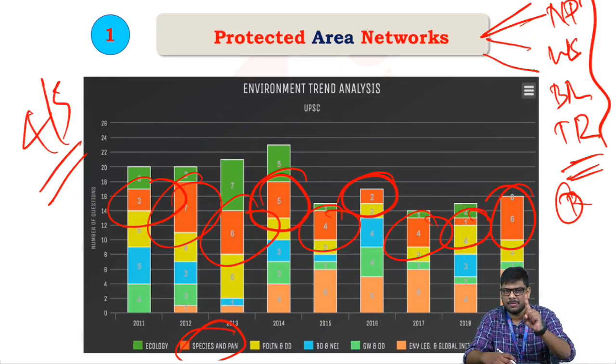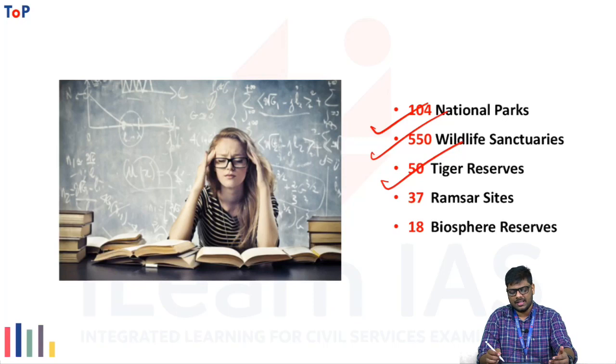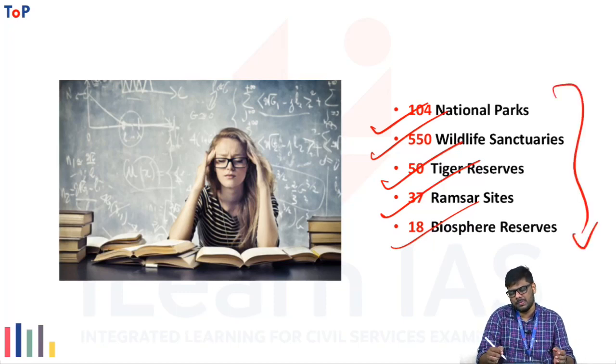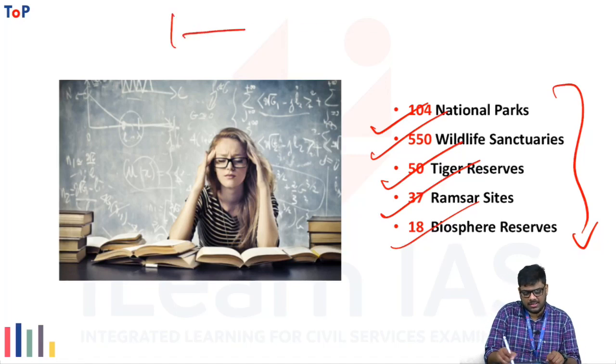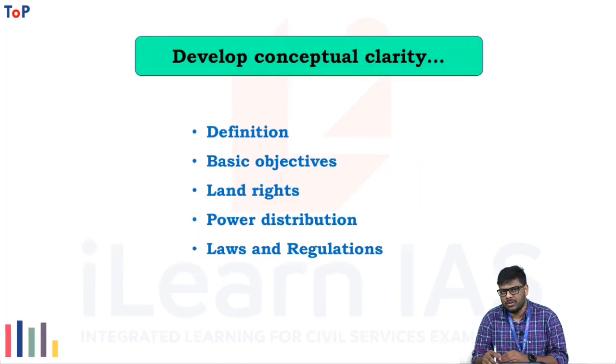But the real problem is, when protected areas come into our syllabus, students think: oh my god, there are 100 plus national parks, 500 plus wildlife sanctuaries, 50 tiger reserves, around 37-40 Ramsar sites, around 20 biosphere reserves. How on earth is it possible to learn by heart? Is it possible to mug up all this factual data? The answer is this particular session. Once I finish this module, it will be a cakewalk for you to comprehend this section. I'm assuring you that.